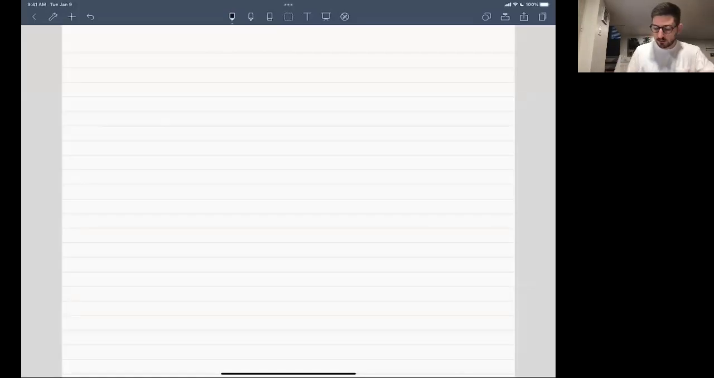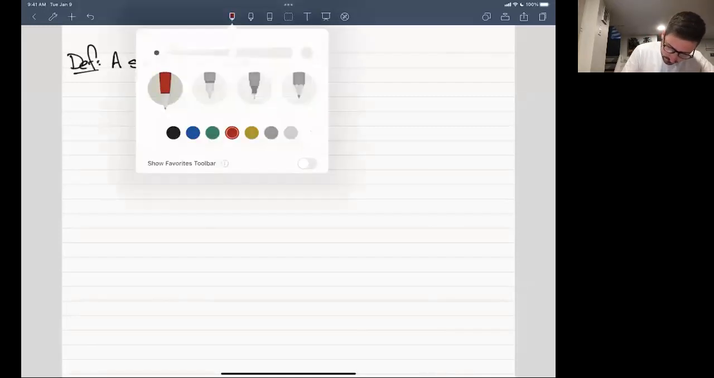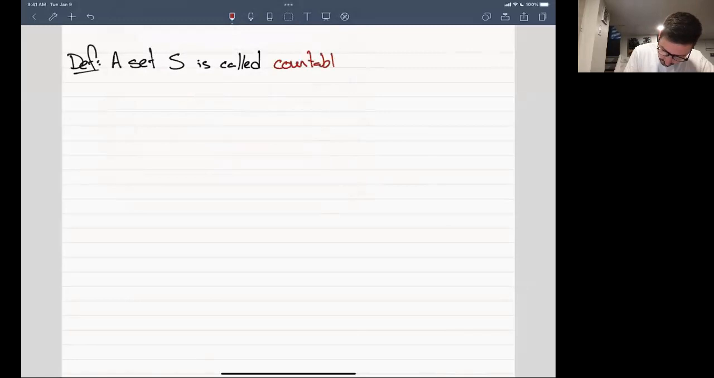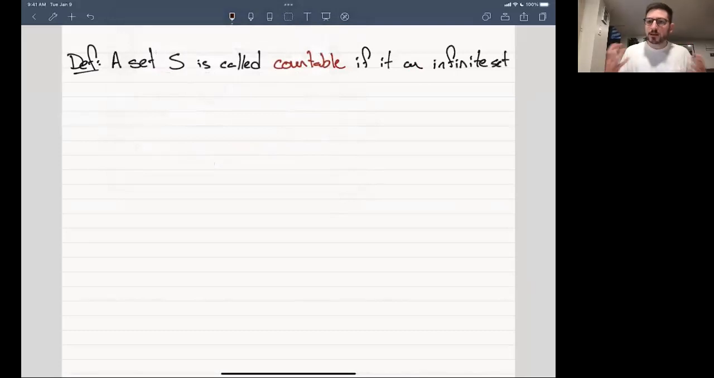So let's jump in, and let me at least first give you the definition of what we're going to be talking about. The definition for today is that a set S, where S just stands for set, is called countable if it is an infinite set. Of course, we're only going to talk about infinite sets today. If something is finite, it's not very interesting, right? I can just assign the numbers 1 to n for it.